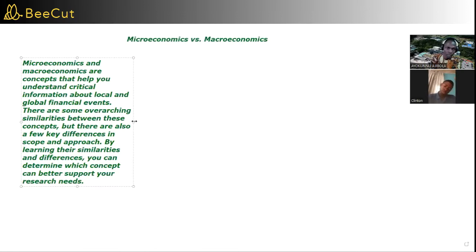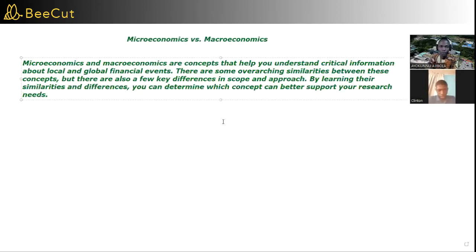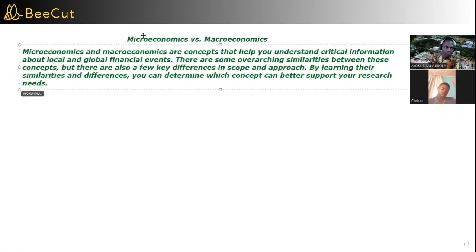So you can see this note on the board now. Microeconomics and macroeconomics are concepts that help you understand critical information about local and global financial events. And there are some similarities and differences between them. So when you learn the similarities and the differences, then you can determine which one you will need if you are going for any kind of particular research. Is that taken? Yes, sir. Okay, so that is that.